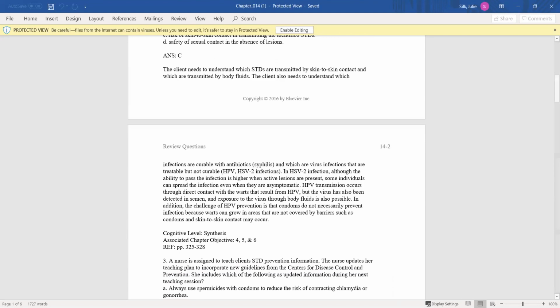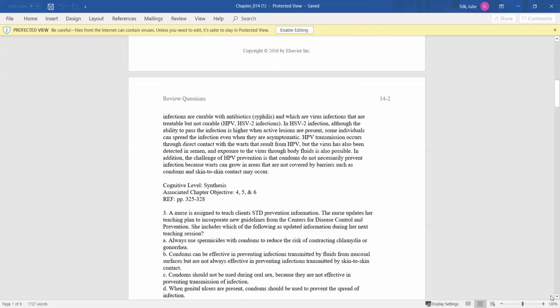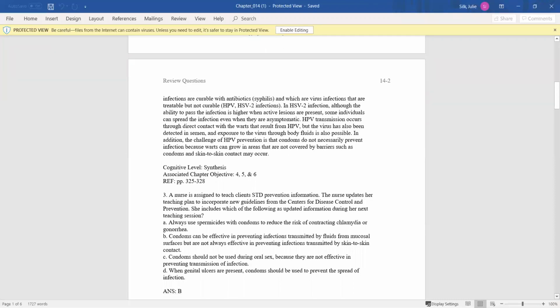All right, let's look at this next one here. Okay, a nurse is assigned to teach clients STD prevention information. The nurse updates her teaching plan to incorporate new guidelines from the Centers for Disease Control and Prevention. She includes which of the following as updated information during her next teaching session. Is it B? It sure is.